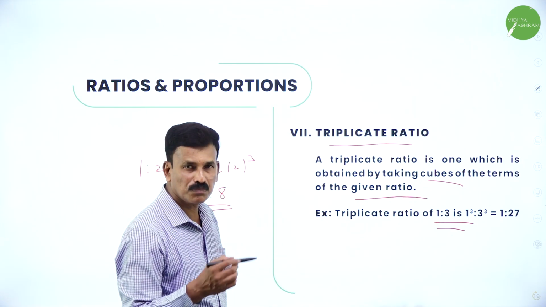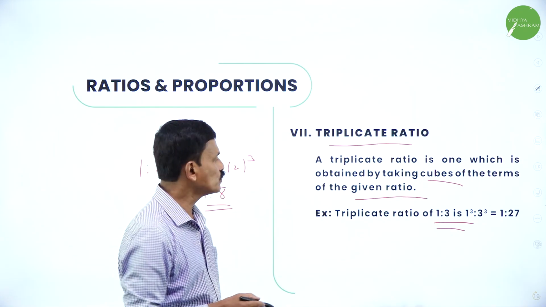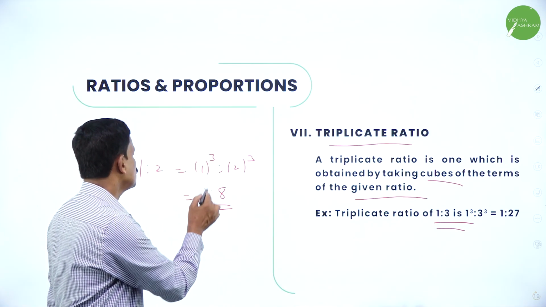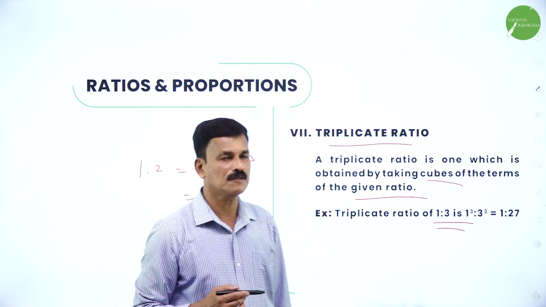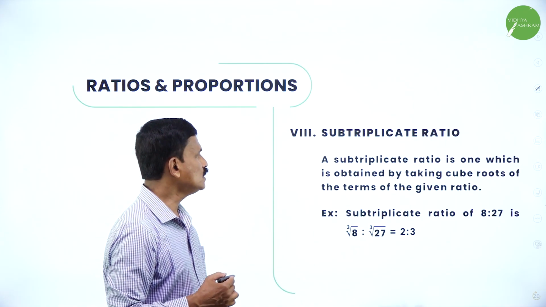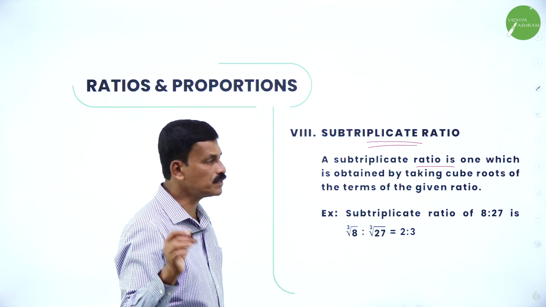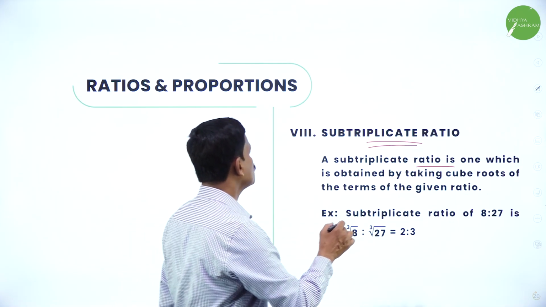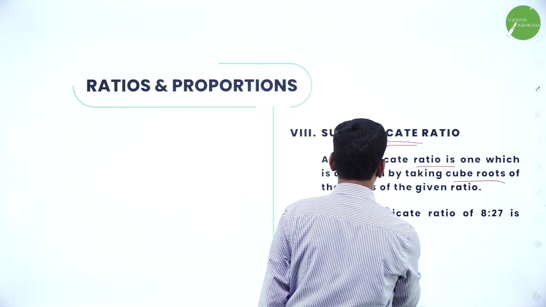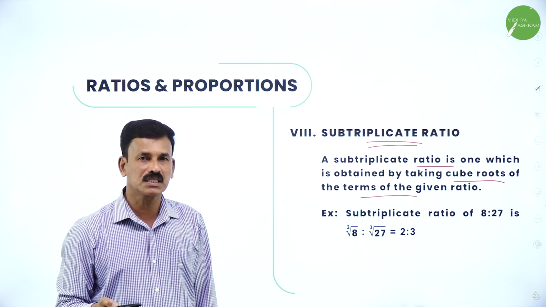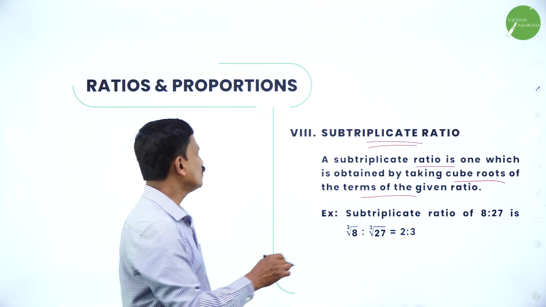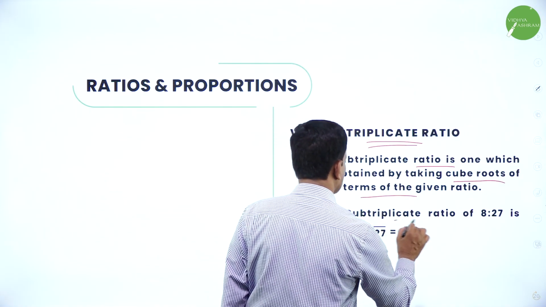A is to B triplicate is A cube is to B cube. So, for 1:2 it is 1:8. For 1:3 it is 1:27. Now, sub-triplicate ratio. A sub-triplicate ratio is one which is obtained by taking the cube roots of the terms of the given ratio. So, by taking the cube roots of the terms of the given ratio, we are going to get the sub-triplicate ratio.